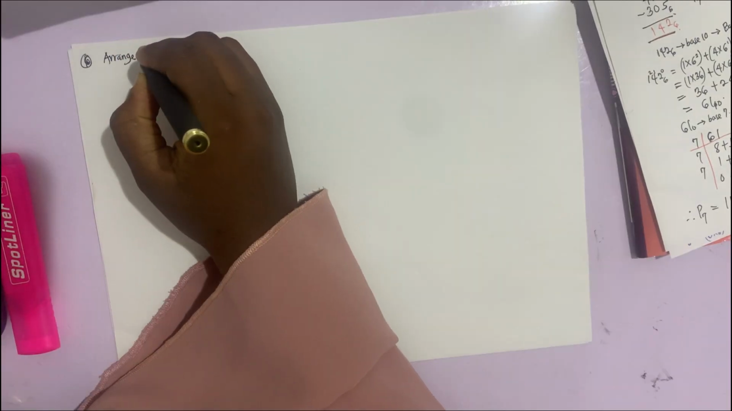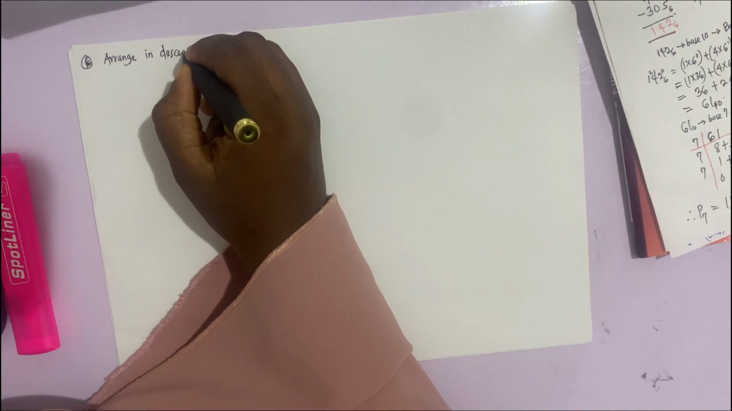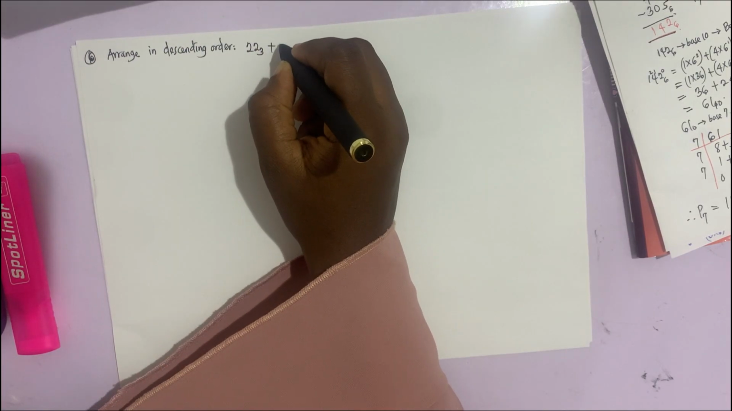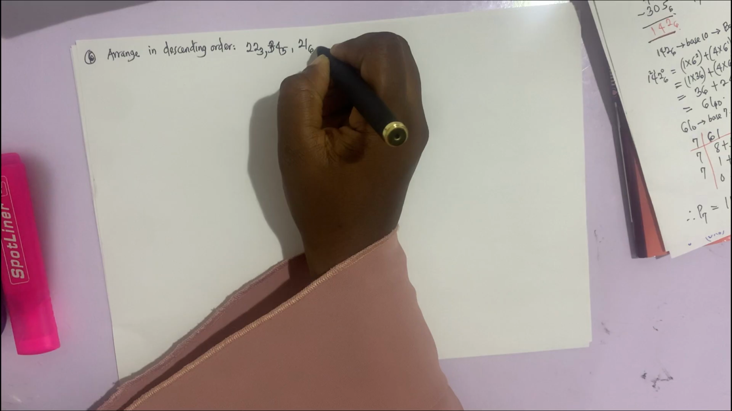Question 6. Arrange in descending order: 22 base 3, 34 base 5, and 21 base 6.